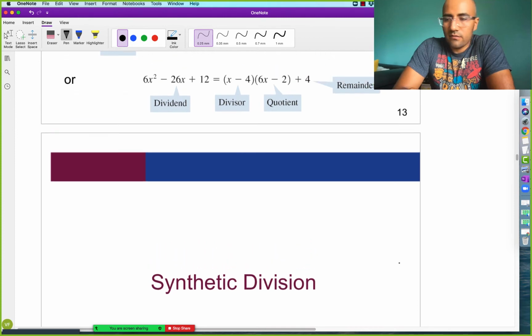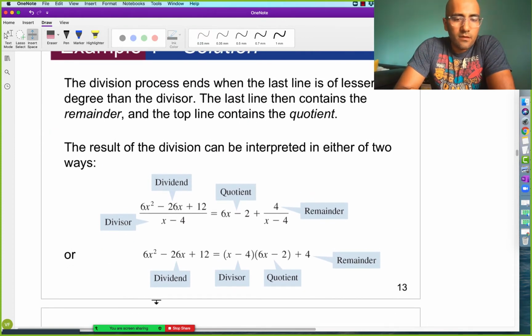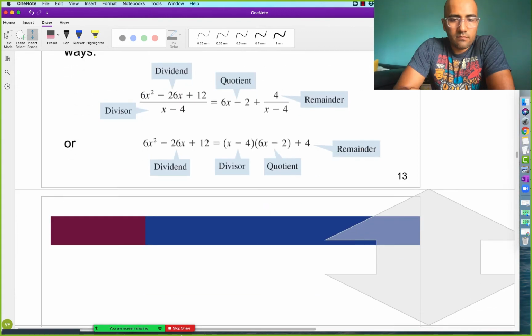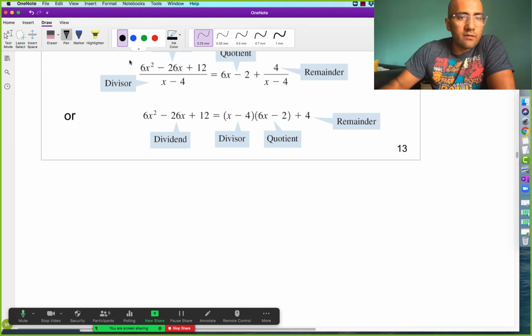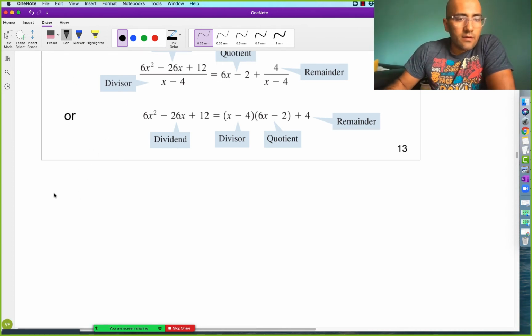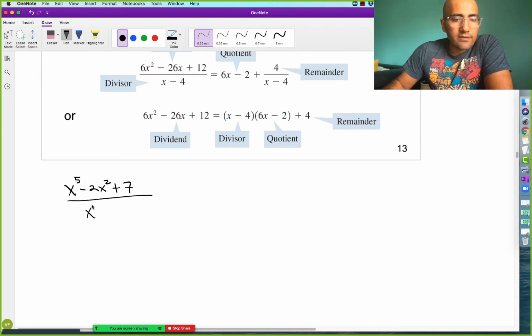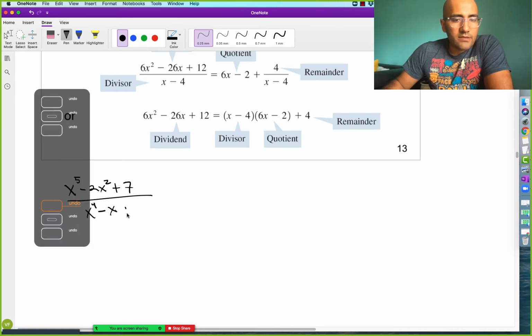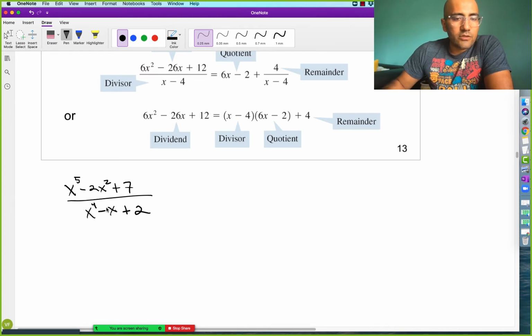Just as a setup, if we are given instructions to divide, I don't know, x to the fifth power minus 2x to the third power plus 2x squared plus 7 divided by x to the fourth power minus x plus 2. Let's say I was given the instructions to divide these two.